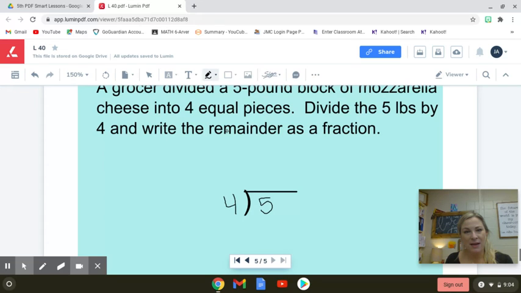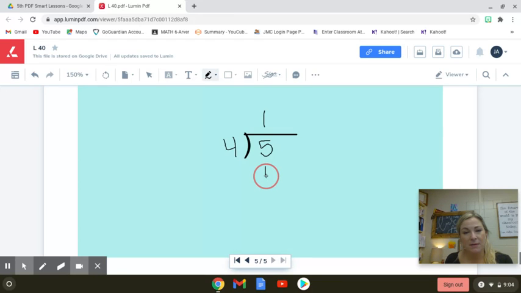5 divided by 4. How many times can 4 go into 5? Once. Only once. 1 times 4, of course, is 4. 5 minus 4 is 1. And now we need to write our remainder as a fraction. So we're going to set up our fraction. This 1 goes all the way up to the numerator's place. And our denominator comes from this divisor out here on the outside. 1 and 1/4.